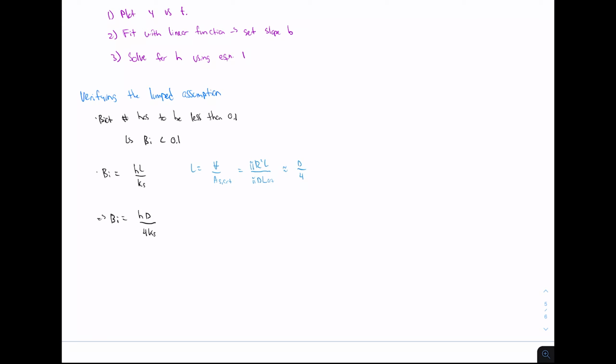Okay, so the Biot number is equal to hL divided by k_s. And we can approximate this characteristic length L by taking the volume of the rod and dividing it by the surface area of the rod. If we do that, we can simplify that to the diameter divided by 4. If we plug that back in for the Biot number, we have the Biot number is equal to h times D over 4 times k_s.